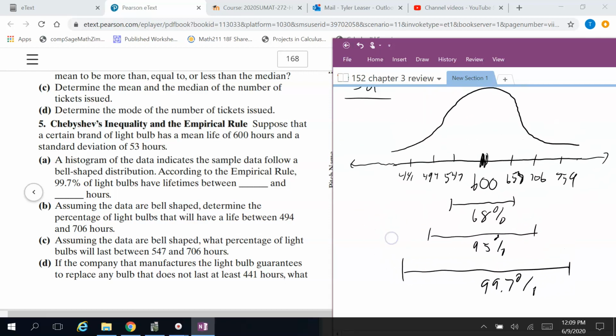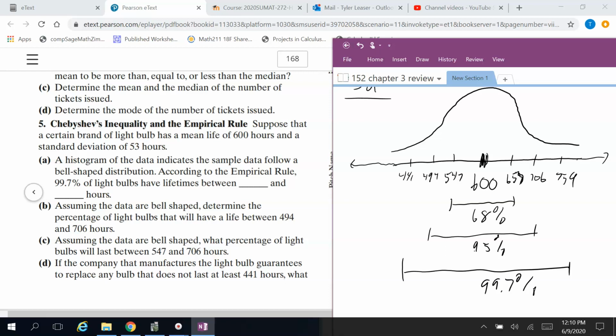Okay, let's look at part B. Assuming the data are bell-shaped, determine the percentage of light bulbs that will have a life between 494 and 706. 494 is here at the second standard deviation to the left. 706 is here, the second standard deviation to the right, and we automatically get that in between the second standard deviations is 95% of the data. So that's going to be the answer to part B.